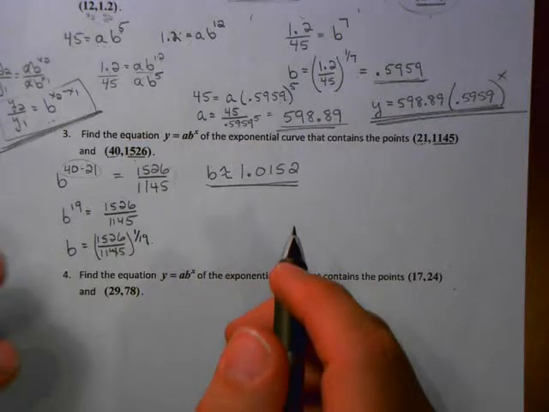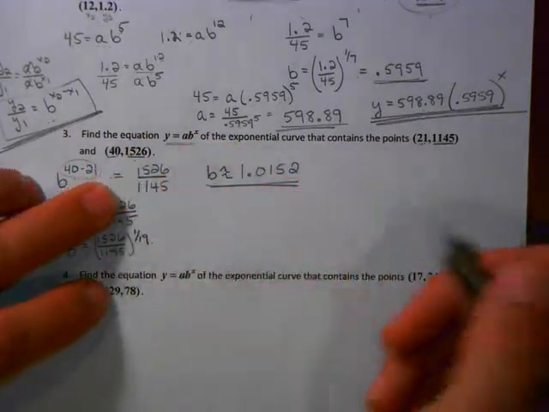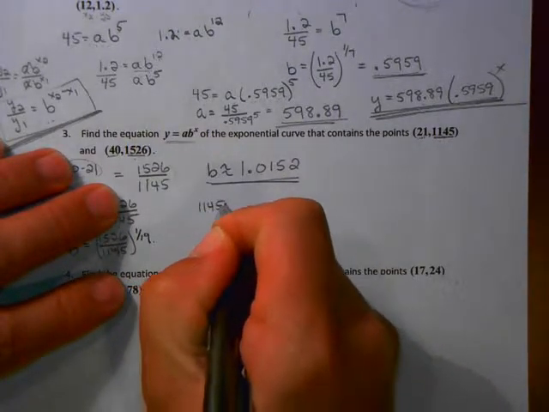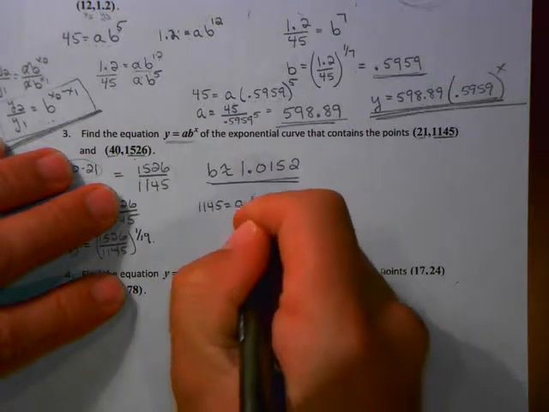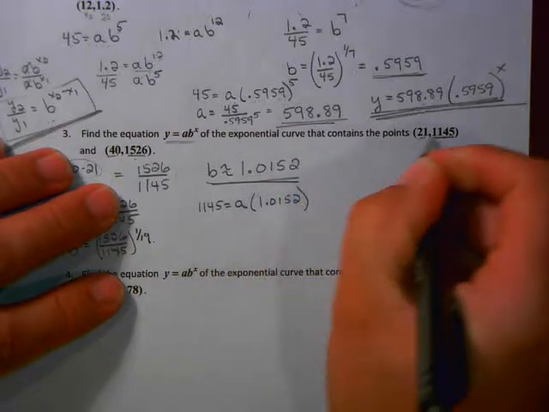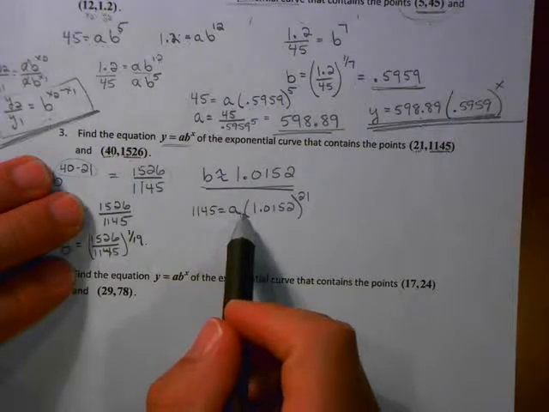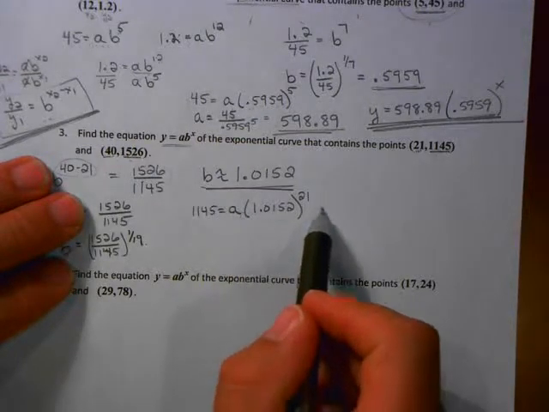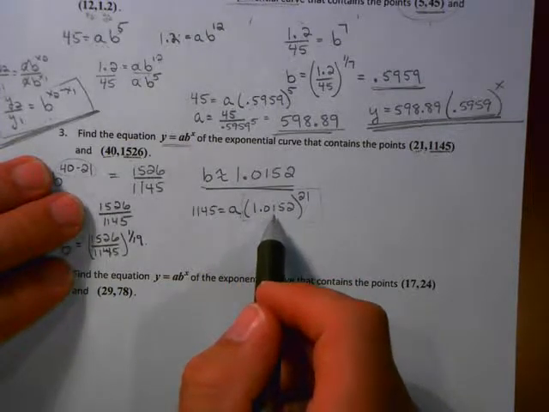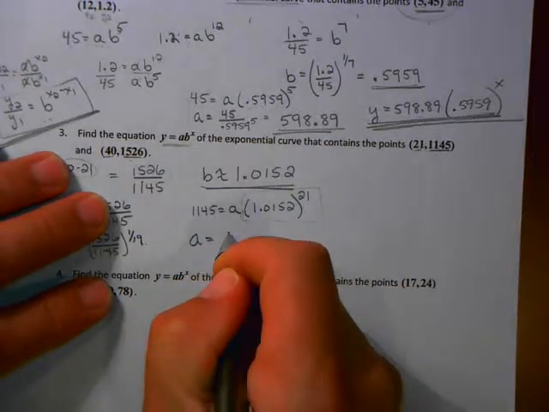Now I want to find my a. So I'm going to go back and use this equation again. For either one of these points, we'll use this one. 1145 is equal to, I don't know a, I know b now, 1.0152 raised to my x, which is 21. Now I want to solve this for a, so since it's a times, I need to divide by 1.0152 to the 21st.